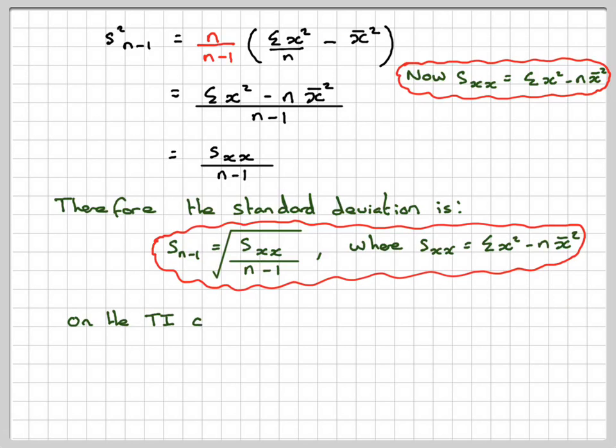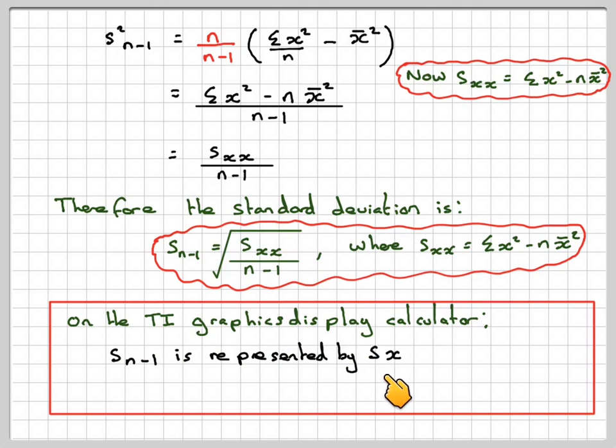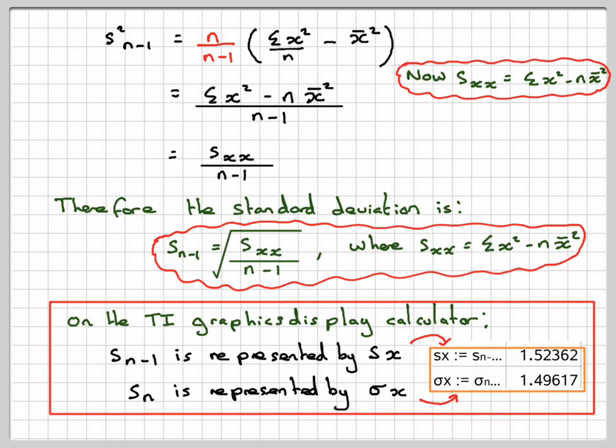Now on your TI calculator, you will see that Sn minus 1 is represented by Sx, and Sn is represented by small sigma x. It's in this order on the calculator, Sx and sigma x, the same order as here. So you need to know which one to use. In your A-level course, you are expected to use this one here, and this formula here.